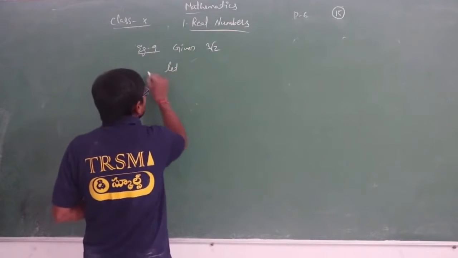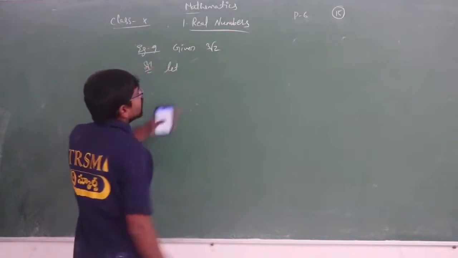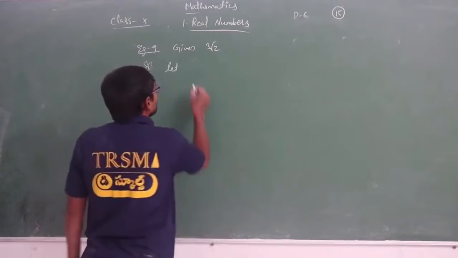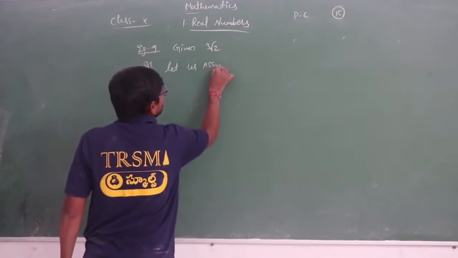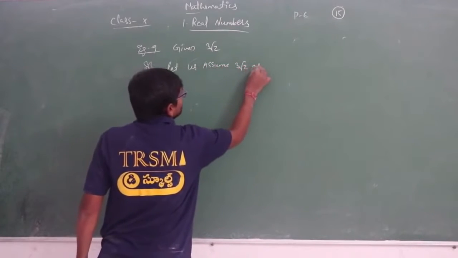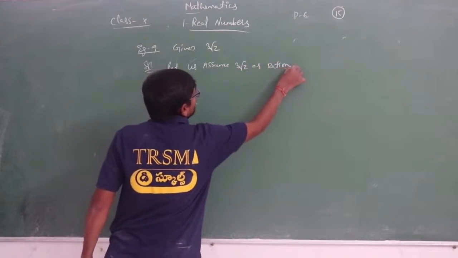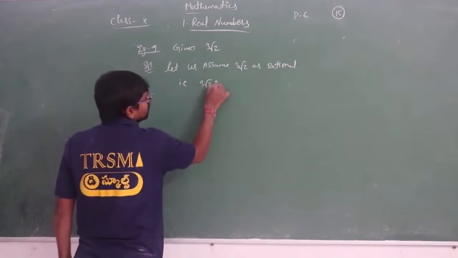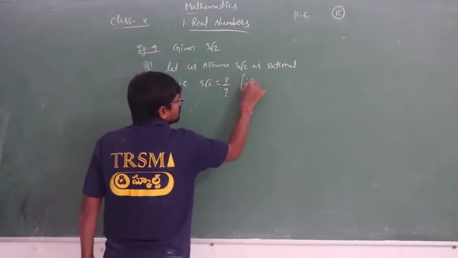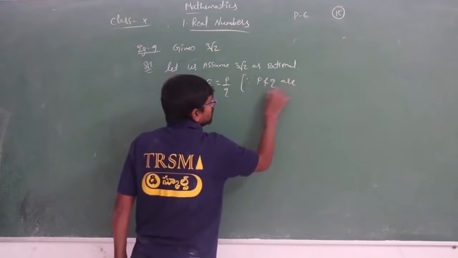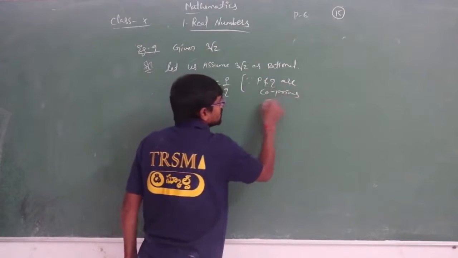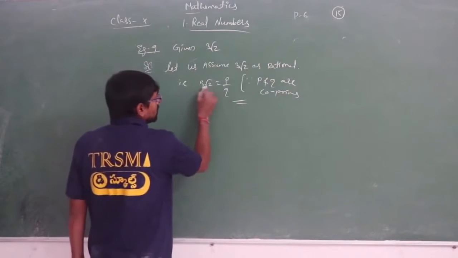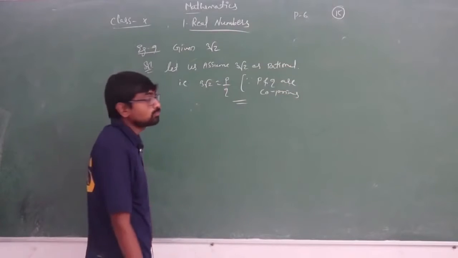So let us assume first this as what? Before showing this as irrational, we need to assume it as rational. So let us assume 3 root 2 as rational, isn't it? Therefore 3 root 2 is equal to p divided by q, where p and q are co-primes. This step is very, very important. Hope you all know about this.